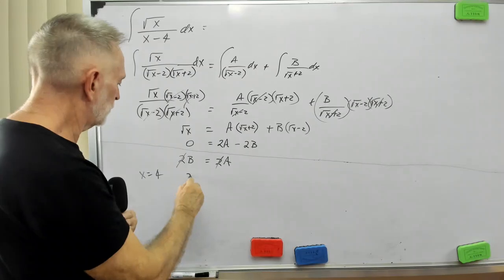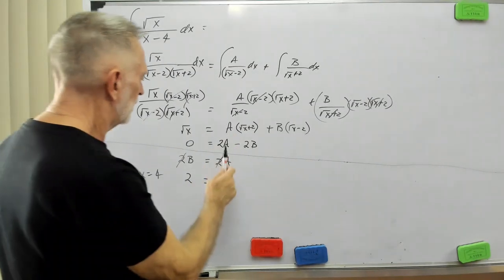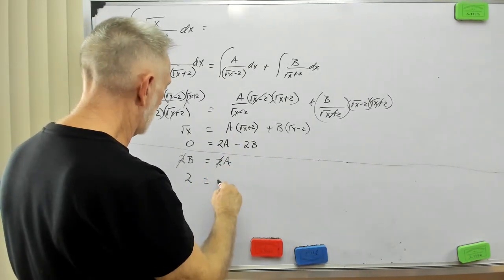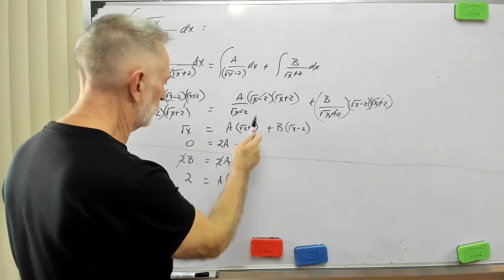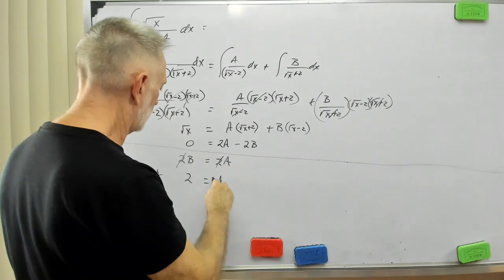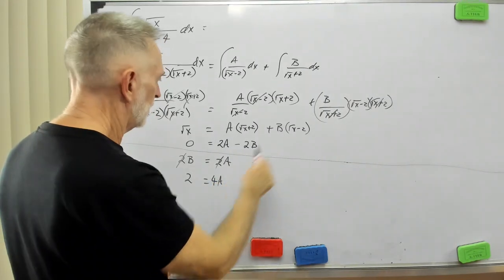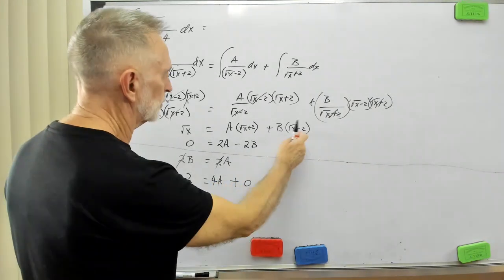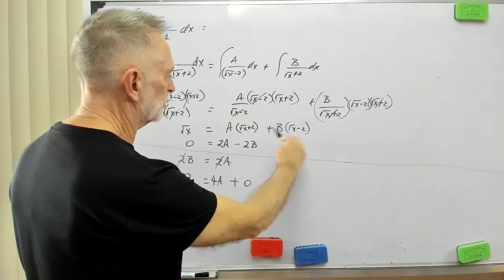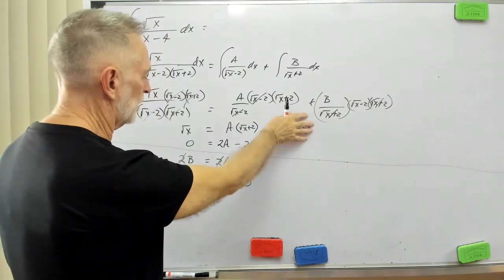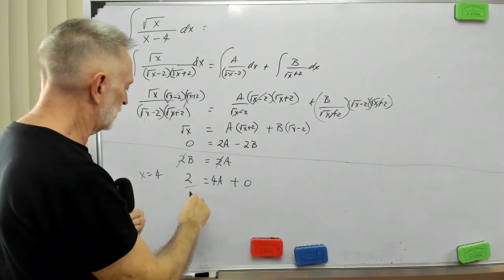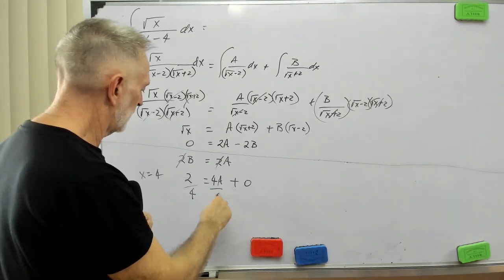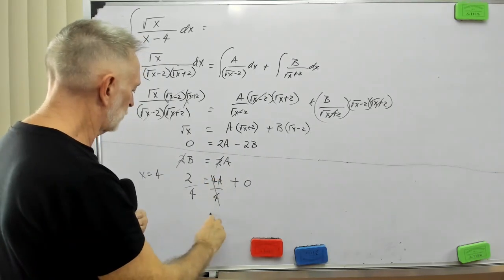Square root of 4 is 2. And so a times square root of 4 is 2. 2 plus 2 is 4. That's 4a plus 0, because square root of 4 is 2. 2 minus 2 is 0, so this goes away. 2 equals 4a. Divide both sides by 4. So a equals 1/2.